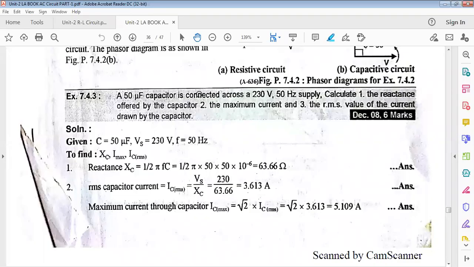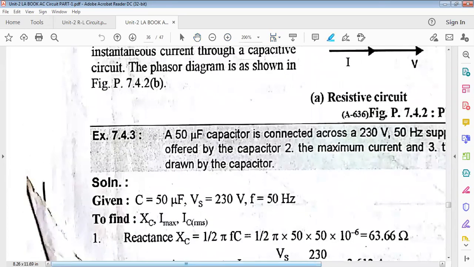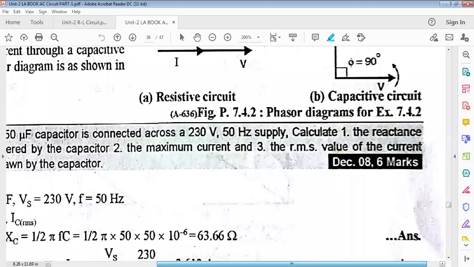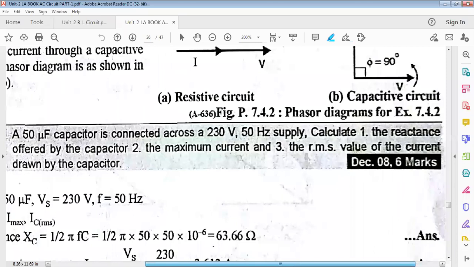A capacitor 50 microfarad is connected across 230 volt 50 hertz supply. So whenever supply specifications are given to you like this, 230 volt, single phase, 50 hertz AC supply, this voltage, will you consider RMS or peak? RMS. Okay. So calculate the reactance offered by the capacitor.